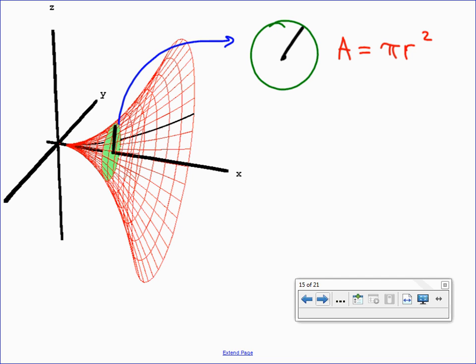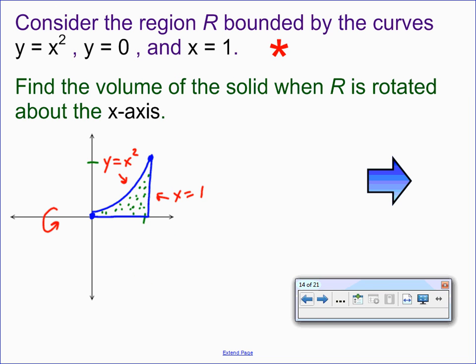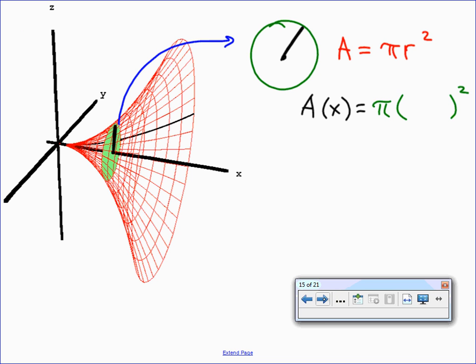So let's go ahead and write an area formula then, A of x. It has x's in it. So my A of x is going to be given by pi radius squared. But my radius, my black line segment radius, is what distance? Well, what distance is it here? To keep that positive, we'll do top curve minus bottom curve. So that'd be y equals x squared minus y equals 0. So what's the radius of that circular cross section? x squared. And I'll write that in black.